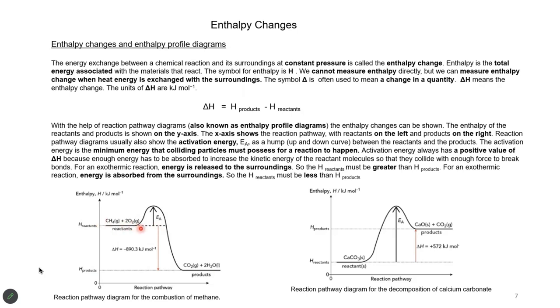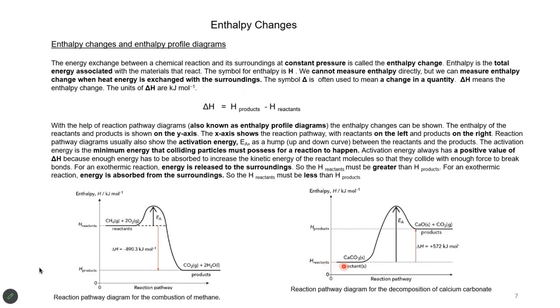This is the reactant part, and that is the product. So this is the enthalpy change of this particular reaction. For an exothermic reaction, the enthalpy change is a negative value. So there we can see that delta H is minus 890.3 kilojoules per mole.